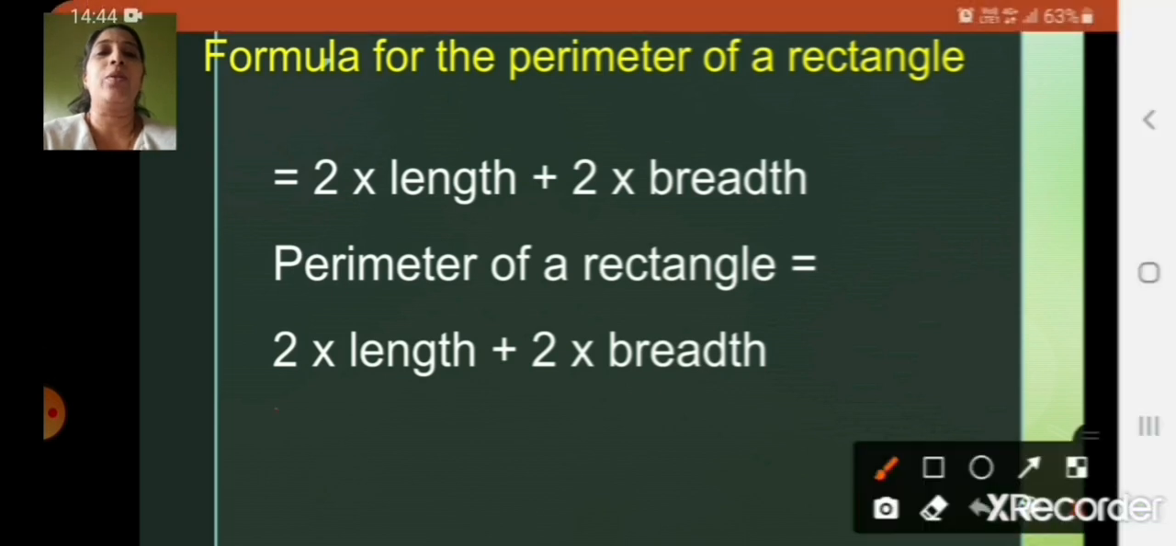So your main formula for calculating the perimeter of the rectangle will be 2 into length plus 2 into breadth. Now whatever word problems we solve, children, that time we are going to use the formula: perimeter of a rectangle is equal to 2 into length plus 2 into breadth. So you have to keep this formula in mind. Okay children, what is the formula for calculating the perimeter of a rectangle? 2 into length plus 2 into breadth.